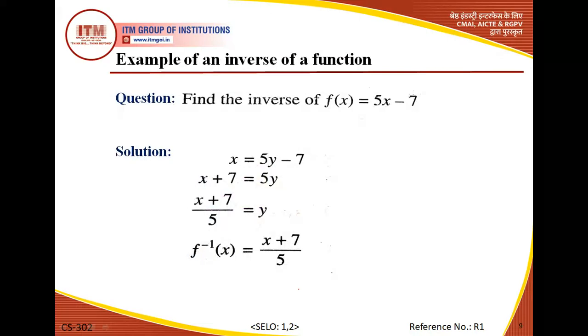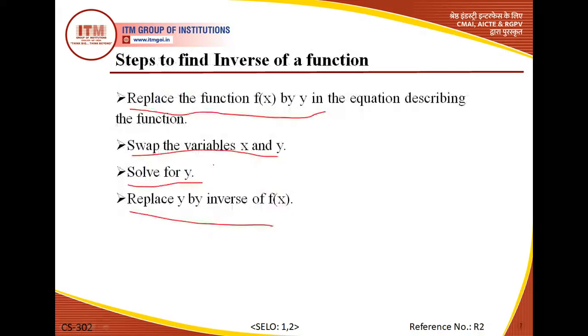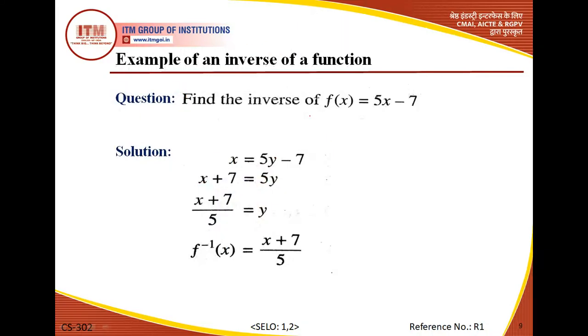Now let's see an example of the inverse of a function. Find the inverse of f(x) = 5x - 7. So you have to get the inverse of it. How to do that? The first step is to replace the function f(x) by y. So after replacing it by y, it becomes y = 5x - 7.